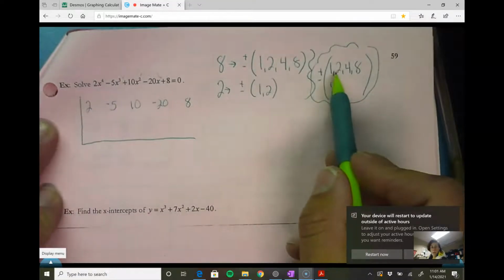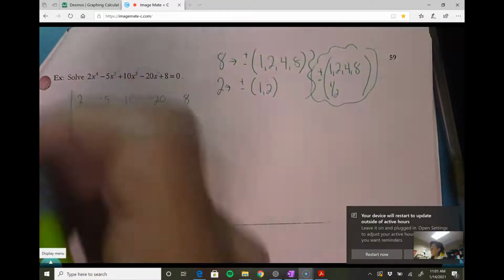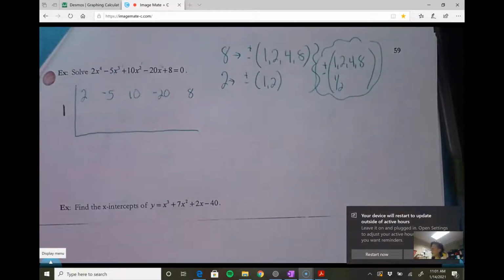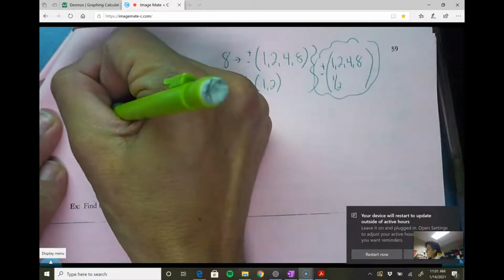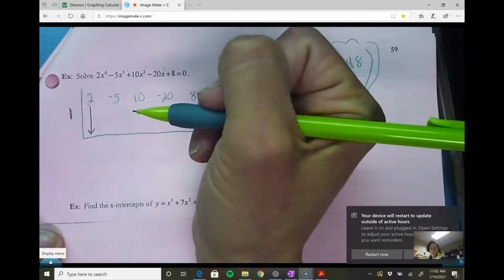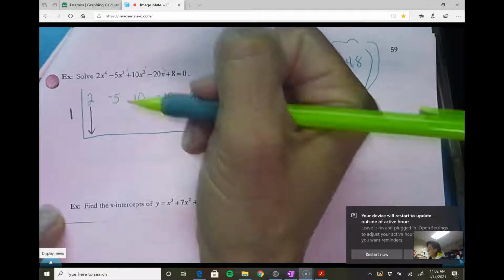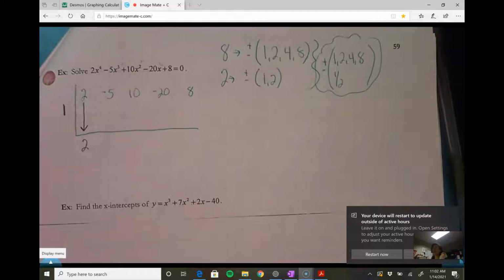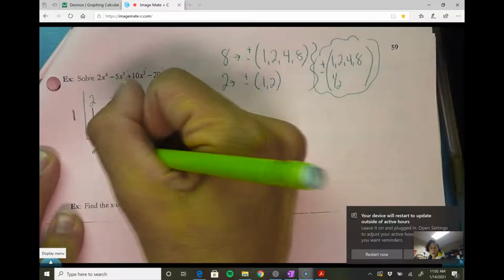So I'm going to test 1 because 1 and negative 1 usually work. And so what I do is I just put the 1 out here. This shouldn't look familiar. This was Monday's video. And the first thing I do is I bring this 2 down. And now that I'm saying Monday's video, I have to remember that we actually weren't in school on Monday, so we'll be doing that live. Never mind. So anyway, I'm going to bring the 2 down.